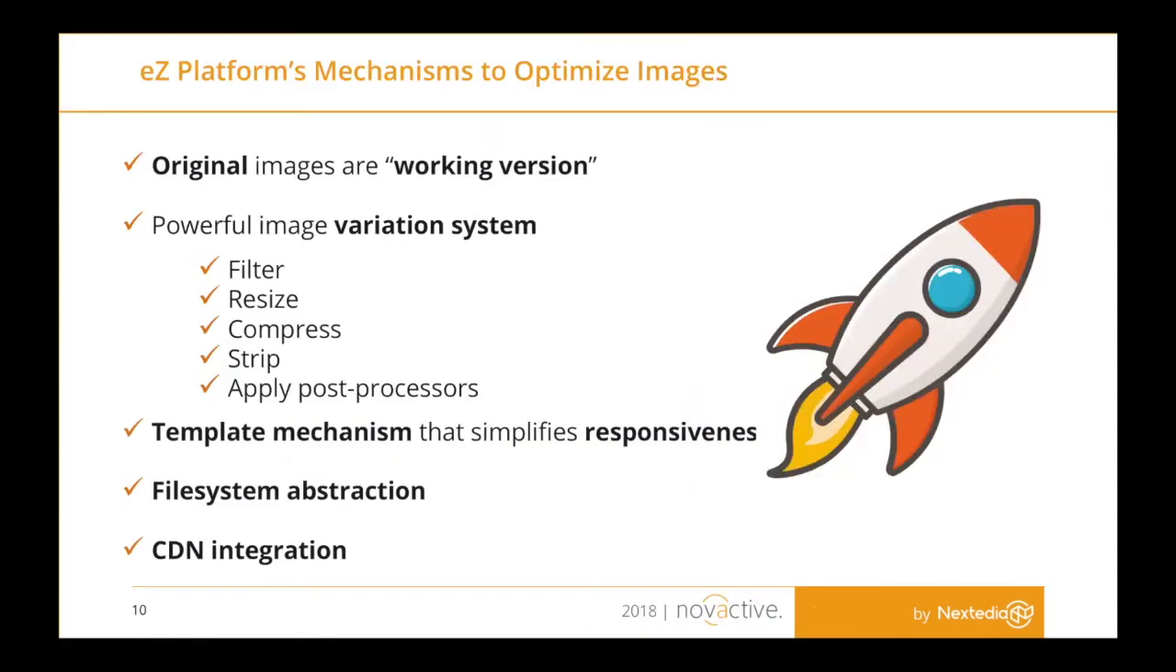First, in Ibexa, the CMS will store an original version and will keep it. Then, to render the page, it will use different variations of this image, where just by configuration, you can decide how to filter, how to resize, compress, strip, and you can also apply a post-processor to reduce the size. Then, because it's based on a template mechanism, you can in a simple way apply all the front-end best practices and all the responsiveness things to your pages without any hassle, because it's just front-end development.